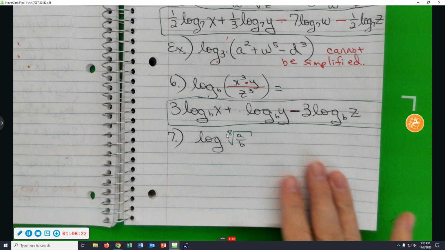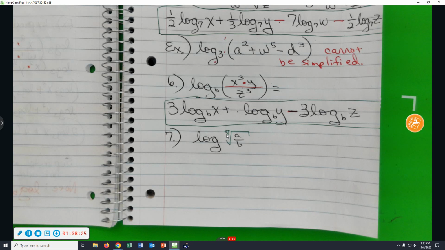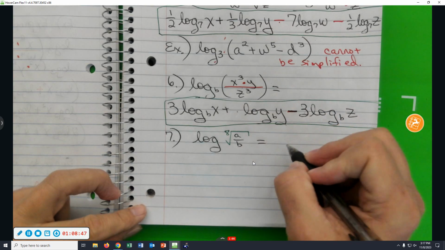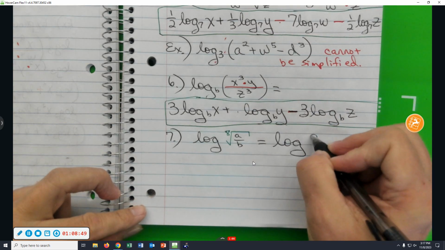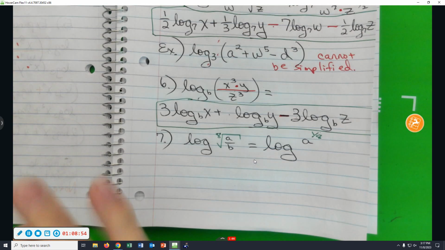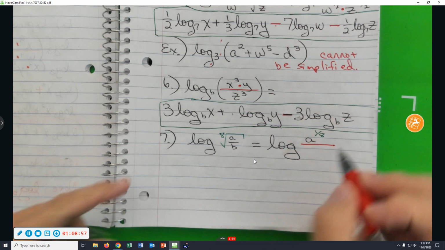An 8th root is the same as what fractional exponent? 1 over 8. But wait a minute. Is that 1 over 8 exponent only on the A, or is it on both the A and the B? It's on both. A and B are both under that radical, so they're both going to have a 1/8 exponent. So you write log A to the 1/8 divided by B to the 1/8.